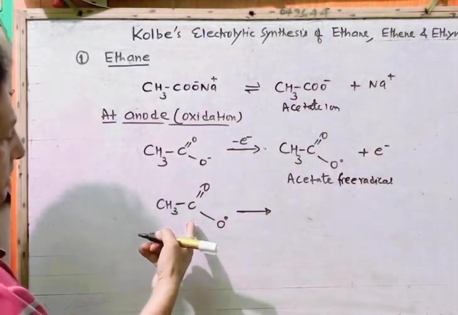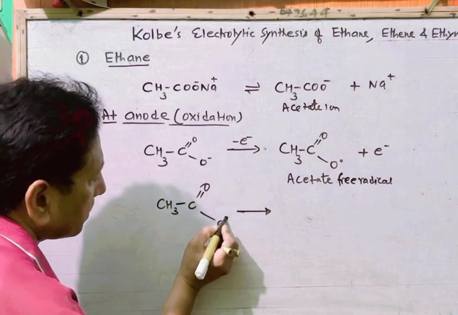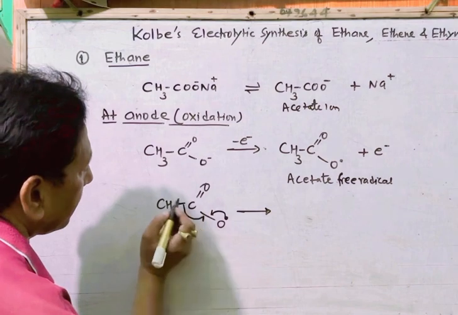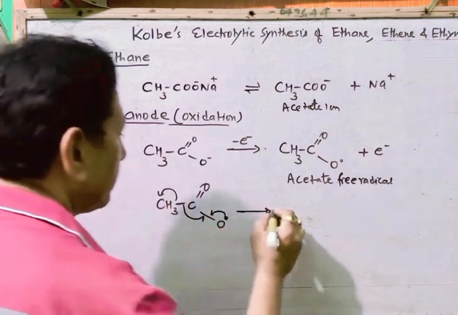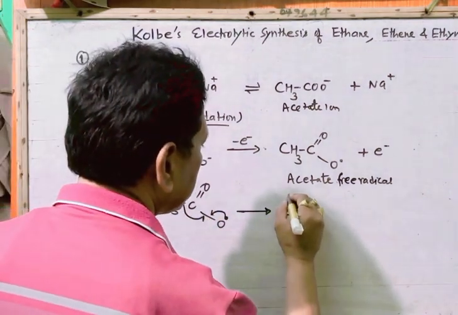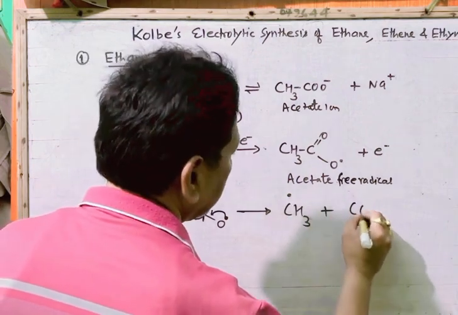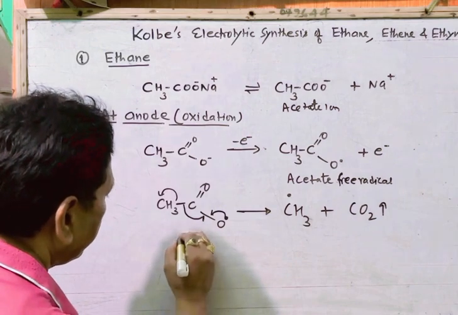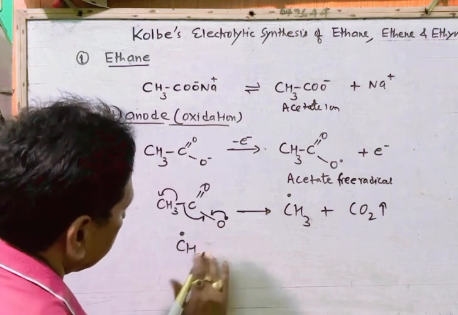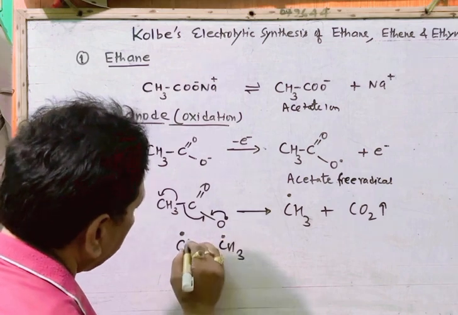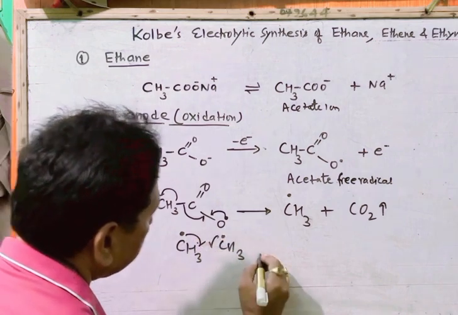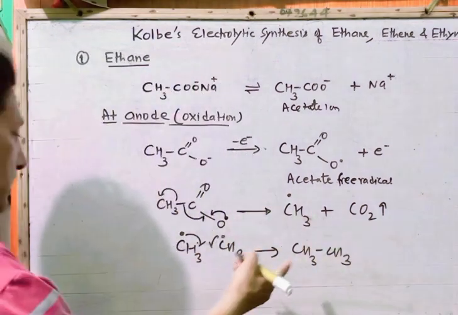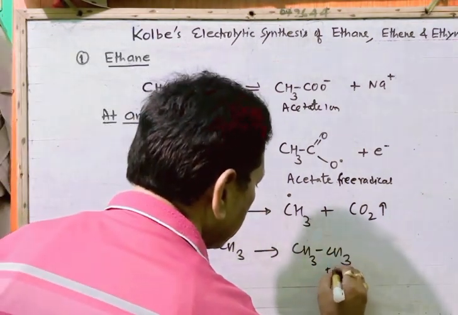Now in this acetate free radical, this electron moves here, and one electron from here moves here, and one electron goes to this methyl group, giving you the CH3 methyl free radical and one molecule of carbon dioxide. You will get two molecules of methyl free radicals, and such two molecules of methyl free radicals combine to give ethane. This is ethane. We have synthesized ethane.